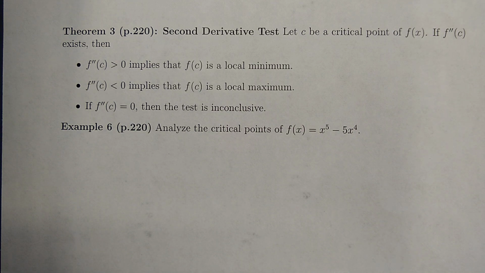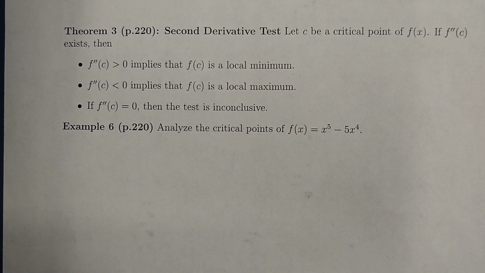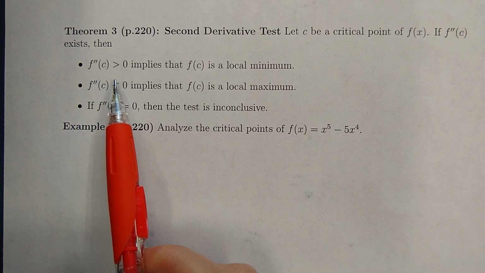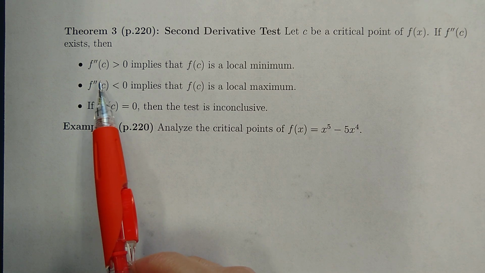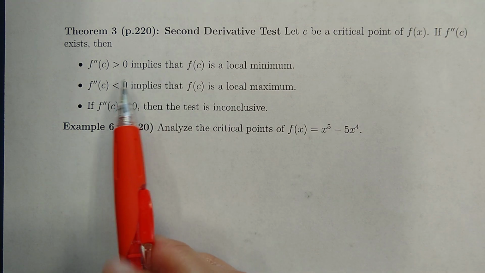Another application of the second derivative is the second derivative test for extrema. You have the first derivative test that allows you to check whether a critical point is a local maximum or minimum, but you can also, in some cases, use the second derivative test. Here's the information that you can pull from that second derivative.